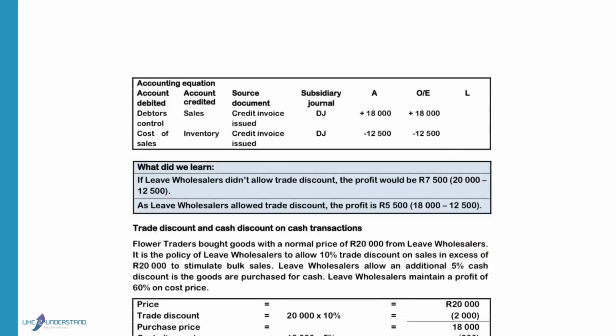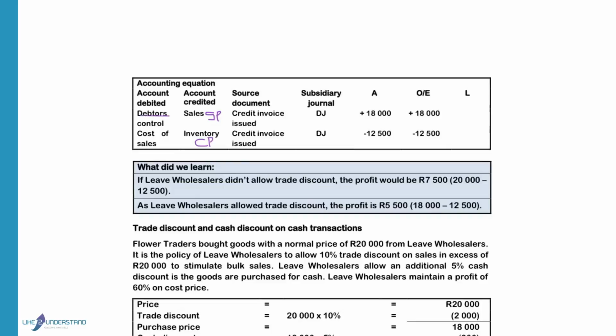In the accounting equation, two double entries are completed. The one double entry will be at sales price, and the second double entry will be at cost price, because we're recording it in the books of the business selling the goods.